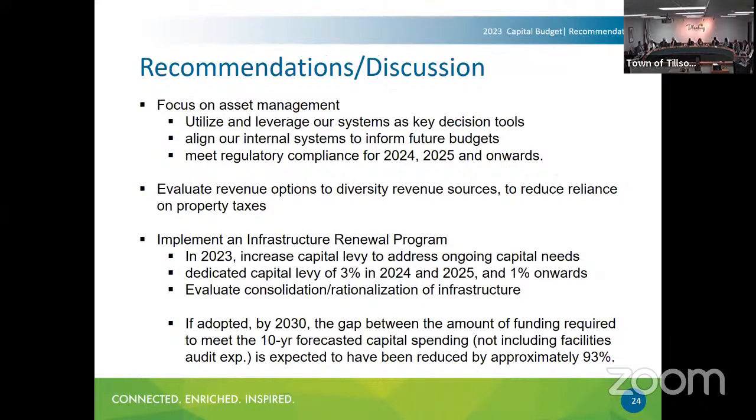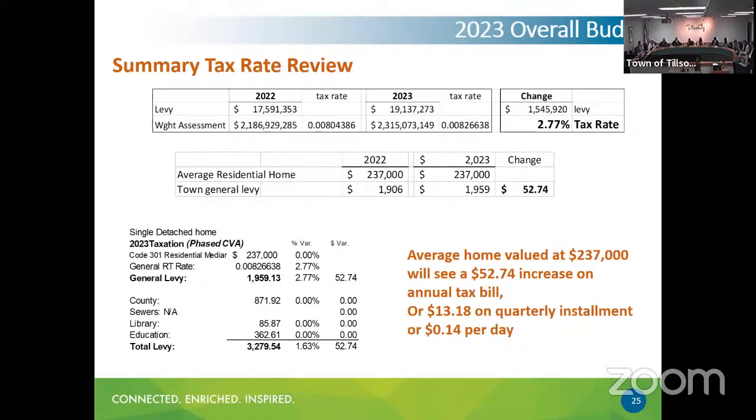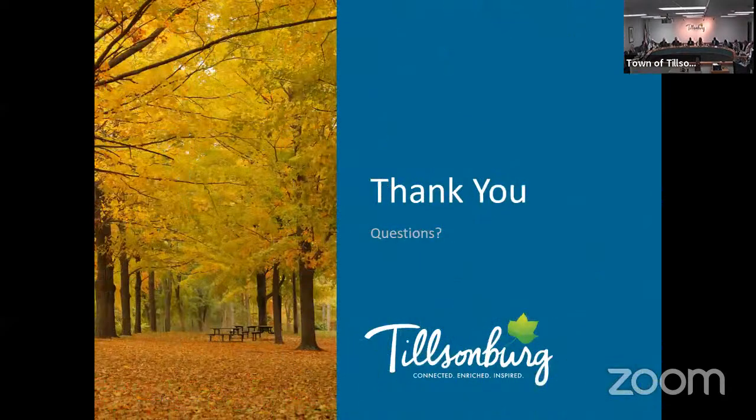So again, just the recommendations overall. 2023 is a 4.3% capital levy. Then we're asking for 3% in 24, 25, and 1% onwards. And just to summarize again, overall, even with the infrastructure deficit, as we talked about in the required funding, 2023, given the rate of growth, it is a 2.77% tax rate change. And that's the overall presentation.